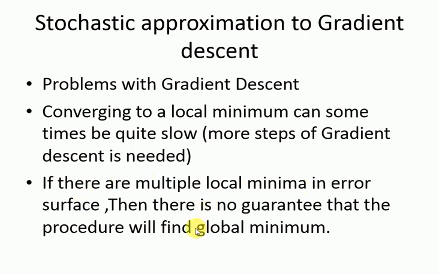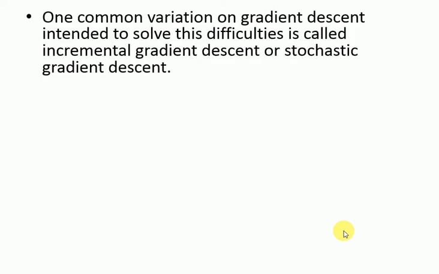And if there are multiple local minima in the error surface, then there is no guarantee that the procedure will find the global minimum. So there are multiple minima and the error is more, and finding the global minimum is difficult. To solve this, one common variation on gradient descent intended to solve these difficulties is incremental gradient descent, that is stochastic gradient descent.